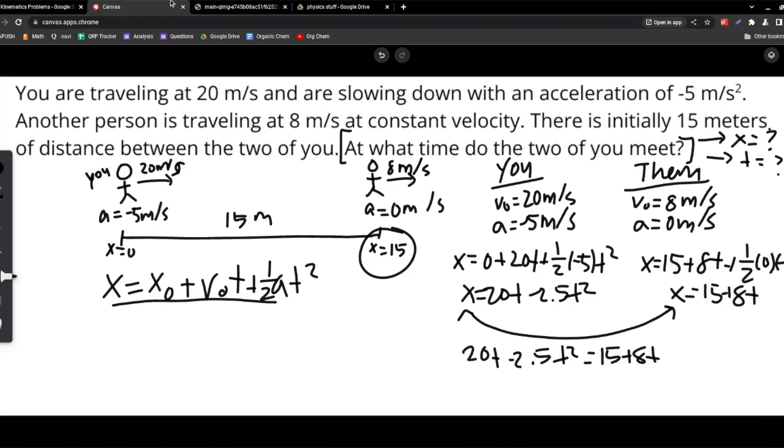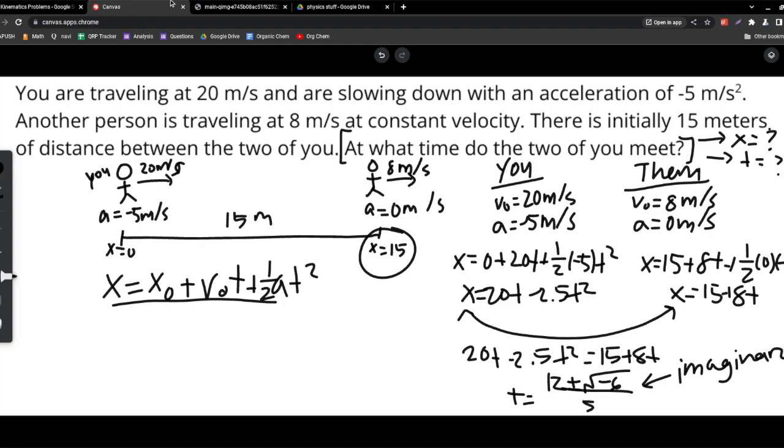We're going to end up getting t equals 12 plus or minus the square root of -6/5, which is imaginary. If it's imaginary, then you and this person are never going to be at the same place. So you never meet. And there are going to be questions where you do end up meeting, and you're just going to follow the same process.